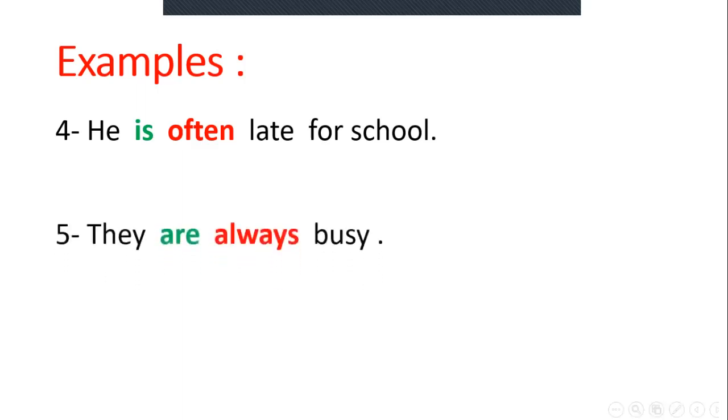Also here, my students, look at example number 5. They are always busy. What is the main verb of this sentence? The verb here is are. So we use always after the verb are, because are here is verb to be. This means that again we use adverbs of frequency before the main verb, but we use them after verb to be.